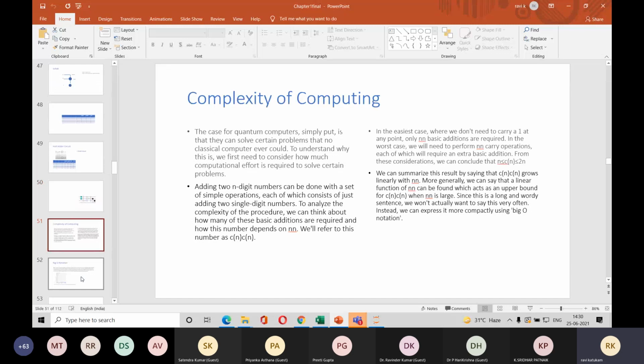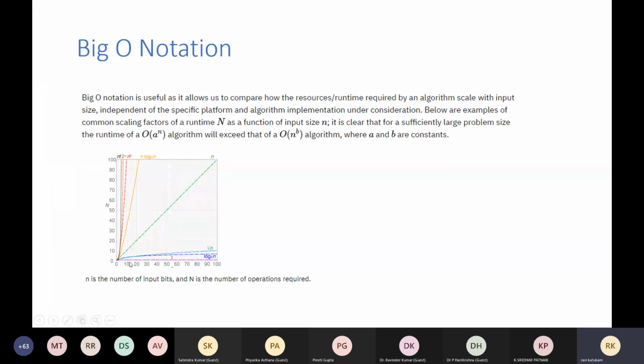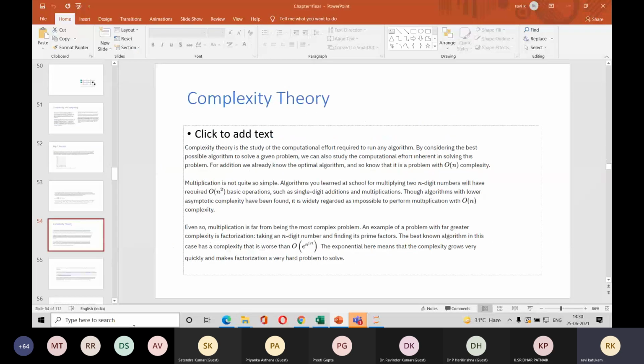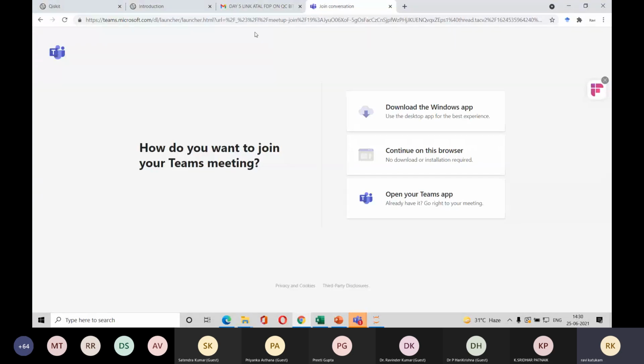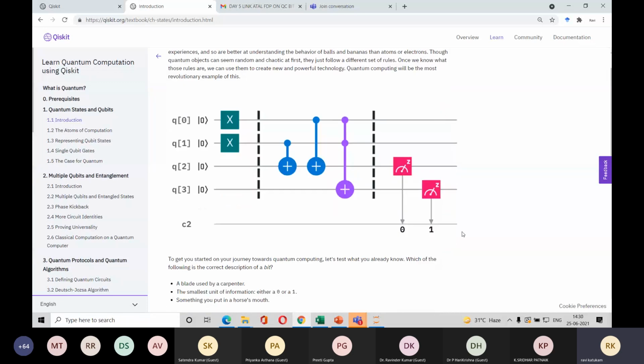So from there we discussed the complexity of computing. In that we proved that as the problem size increases, as the number of digits in the input increases, the complexity, the big O, increases. That's what we have demonstrated. So the same thing, if I refer to the textbook, let me go to the textbook portion, because it is easy for you to follow the steps.